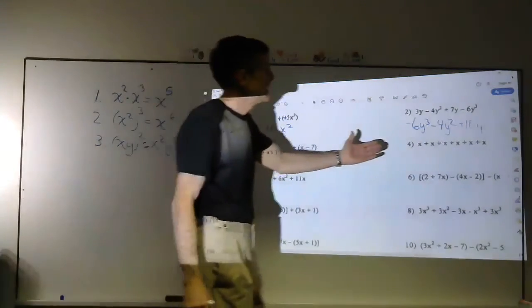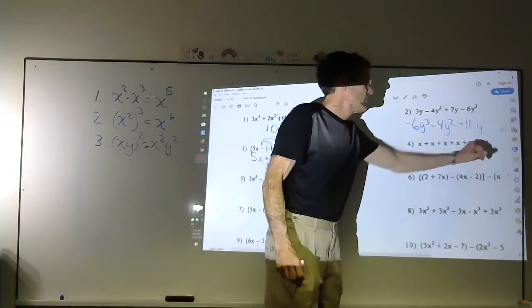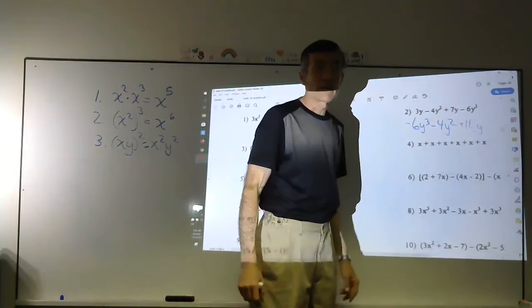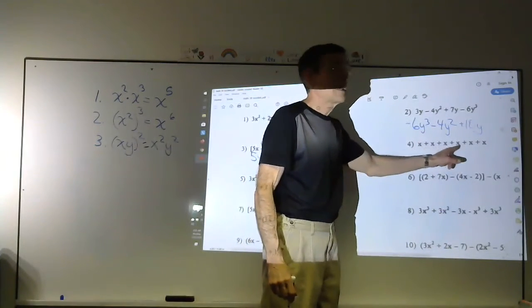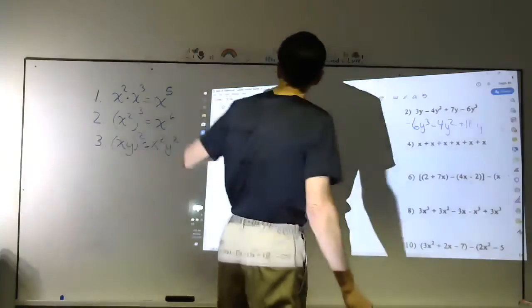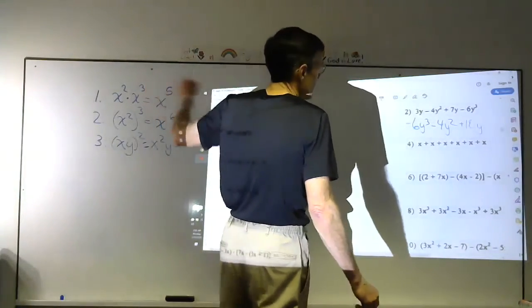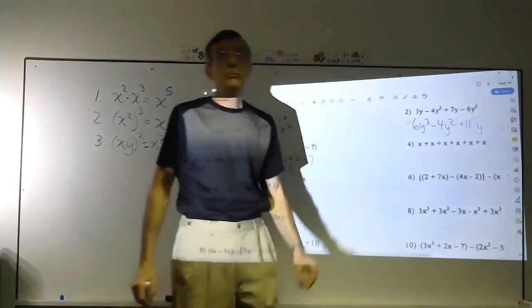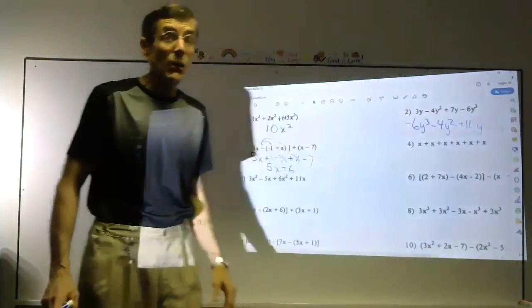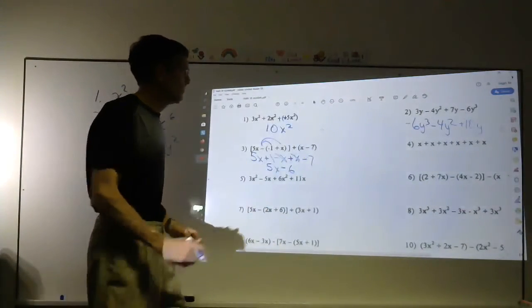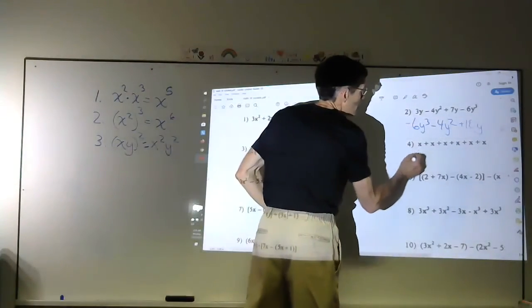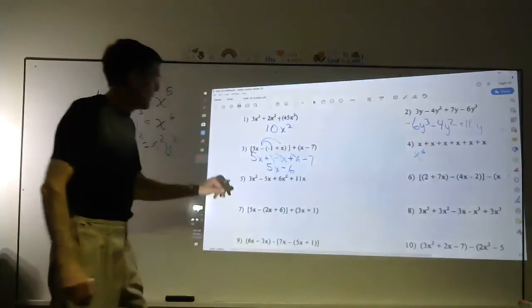So look at that. 1, 2, 3, 4, 5, 6. Answer 6x. What if these are all multiplication signs? Then, if they were all multiplication signs, it would be x raised to the 6th power. But it's addition. So it is just x to the 6th. Okay? How about this one?